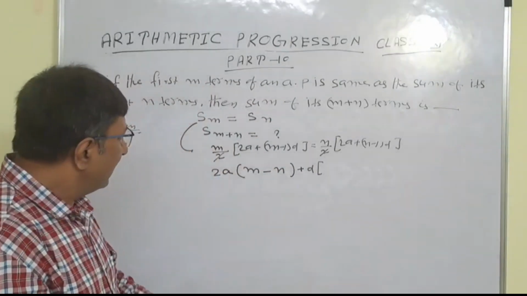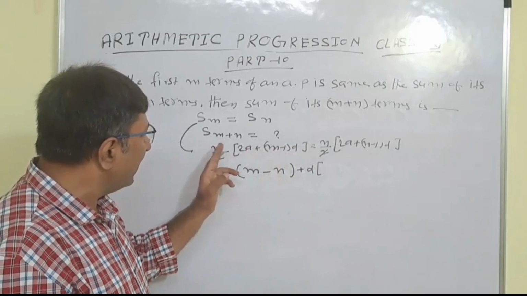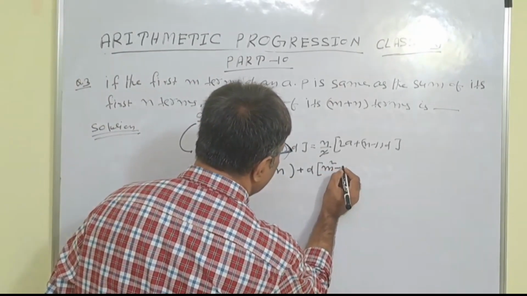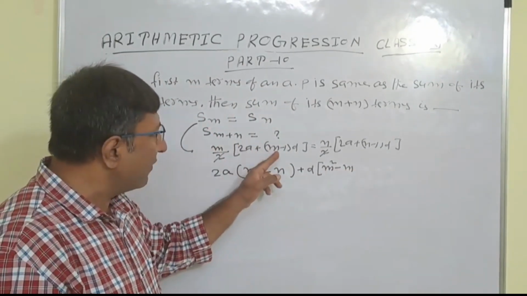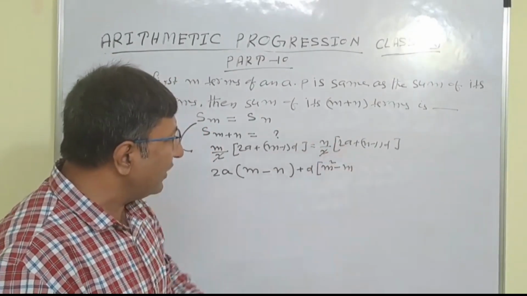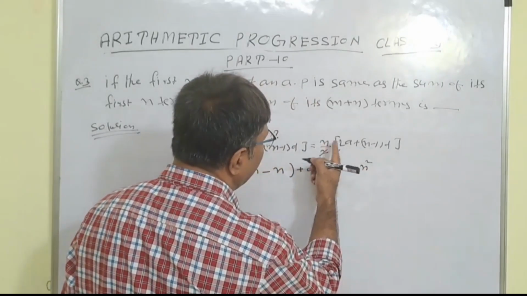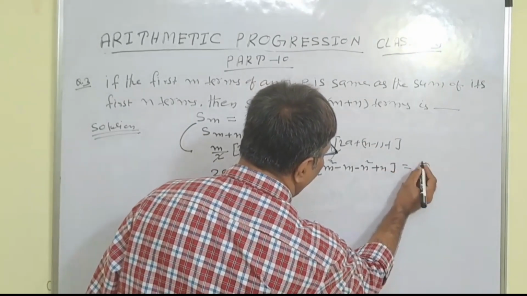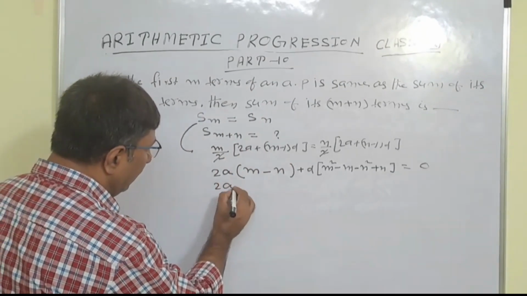If we are taking the d common, then this is m into m minus 1. So m into m minus 1 is m square minus m. Now this term will come to the LHS, so negative. So n into n, n square, so this is minus n square. And this is minus n, so it is plus n. And this equals 0.